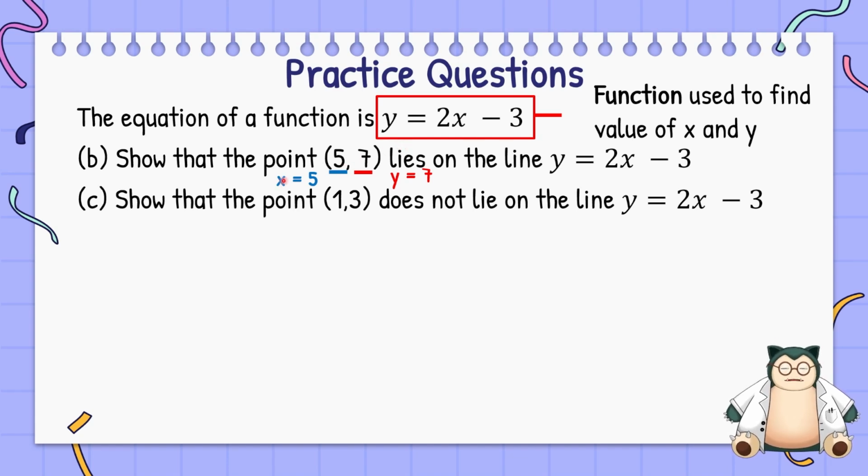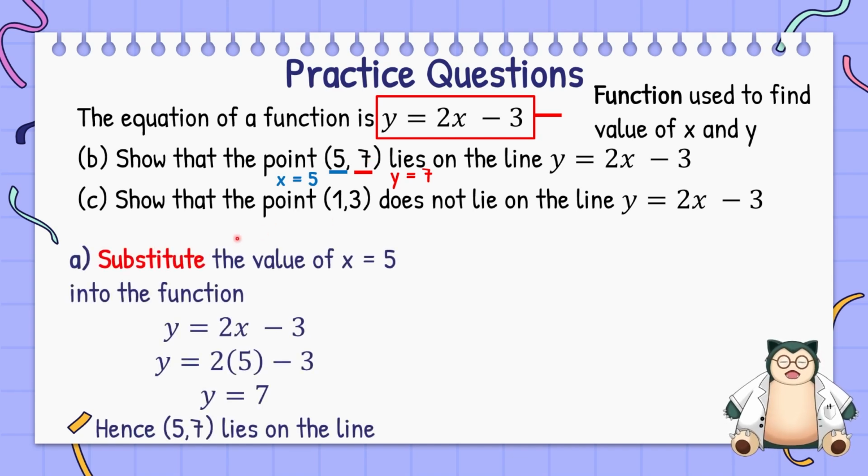This is important information that you need to extract from the question. So you know that x = 5 and y = 7. How do you verify this? What you're going to do is substitution. Substitute the value of x = 5 into the function and check if your output value is indeed 7, y = 7. So we do our steps, substitute x = 5 into the equation, use our calculator, and we get y = 7. It matches what the question requires. So this tells us that indeed the coordinate (5, 7) lies on the line y = 2x - 3.